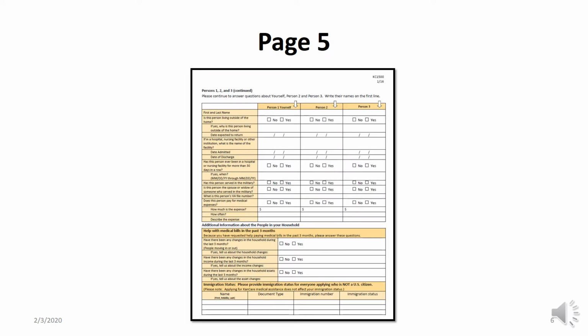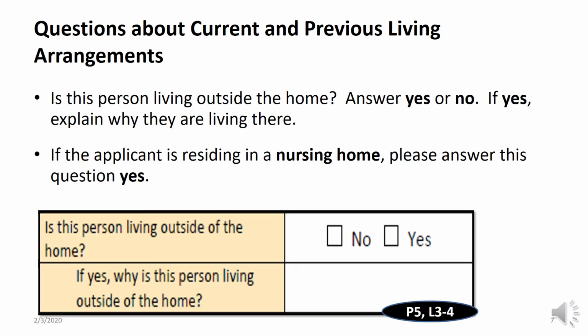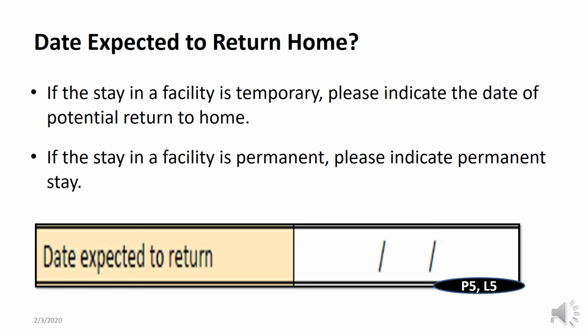We're now on page 5 of the KanCare application for the elderly and persons with disabilities. On page 5, lines 3 and 4, questions about current and previous living arrangements. Is this person living outside the home? Answer yes or no. If yes, explain why they are living there. If the applicant is residing in a nursing home, please answer this question yes. What's the date expected to return home?